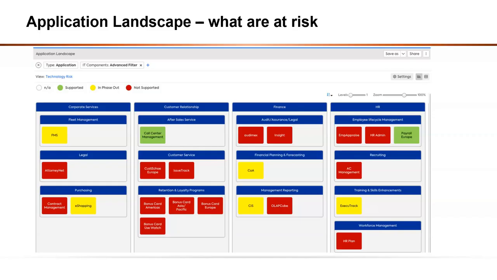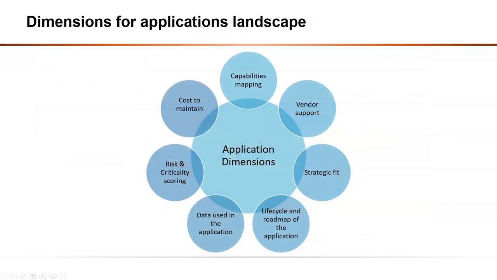So if a company has thousands of applications, then how do they maintain this high-level view of all these applications? Not only in this dimension, when you look at these applications, you can have multiple dimensions to look at these 1,000, 2,000 applications in a company. We have seen capability mapping. Now they can be vendor support.